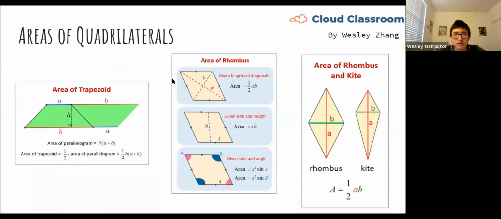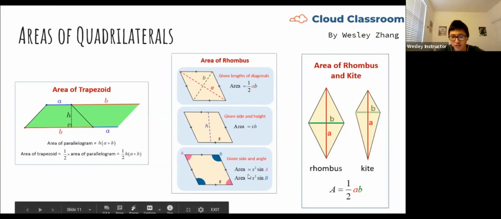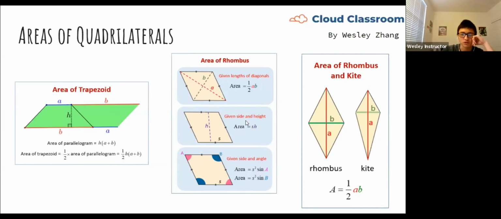All right, here are some areas of quadrilaterals. So here is the area. I'll start with the rhombus. So given the lengths of the diagonals, A and B, the area is 1/2 A times B. If you're given the side and height, the height is not the side. Remember that. That is just a parallelogram, and it's just S times H. And given side and angle, you guys don't need to know this one yet. You guys don't know what sine is, probably. You guys will learn that in high school. So just the first two.